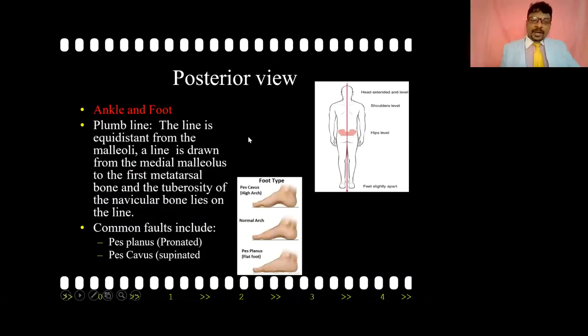And also the foot and ankle problems. This line is equidistant from the malleolus, especially the medial malleolus. If you check this one, it should be equal. If anybody has abnormalities, in the case of pes planus, that means the flat foot, there is no medial arch. Pes cavus is going to be hypercurvature of the medial arch. In these conditions, the posture may be altered.